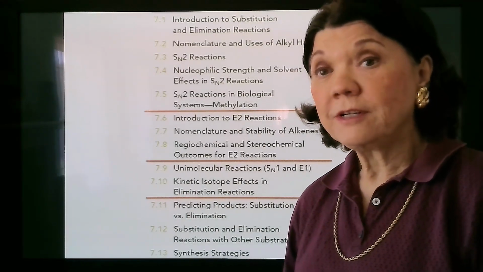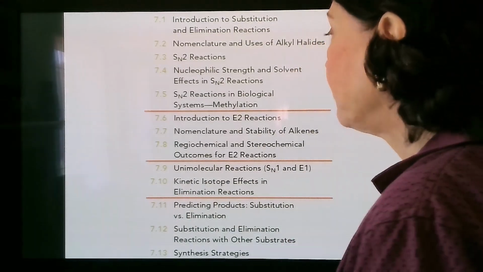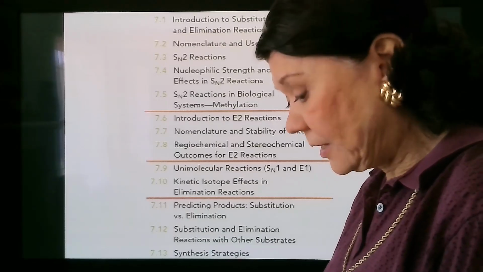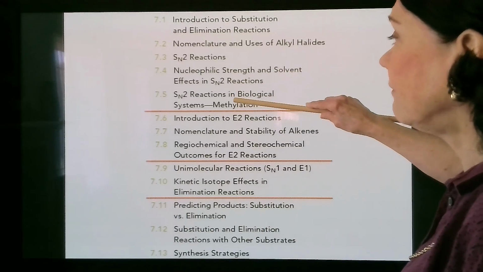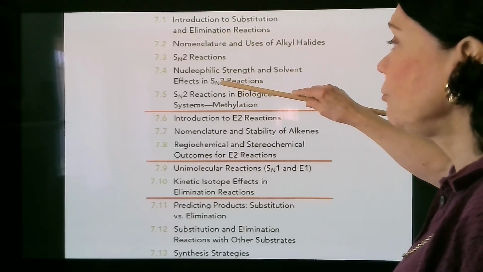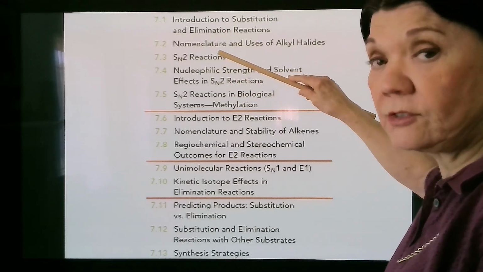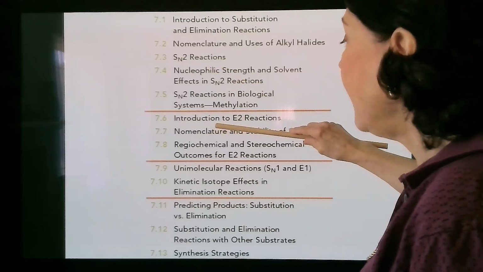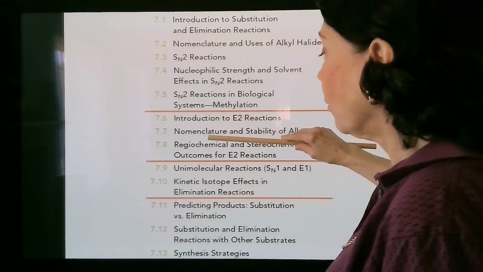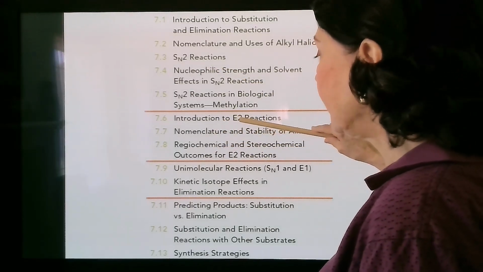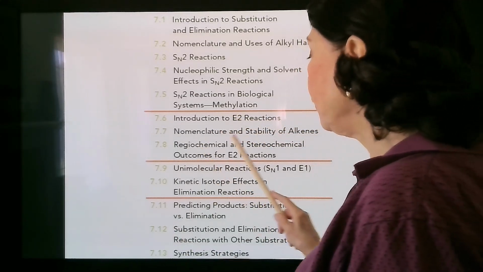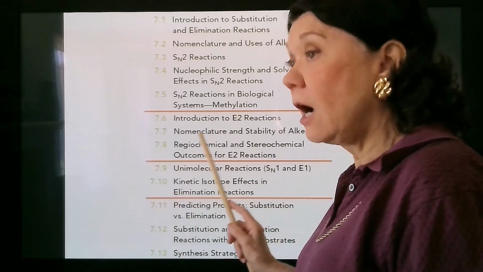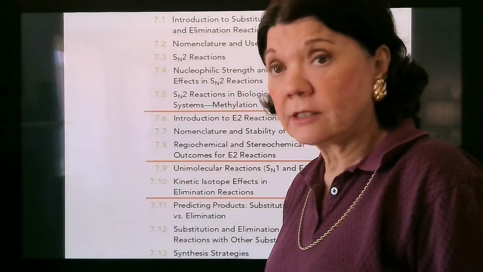So today we're going to continue with Chapter 7. You can see the sections that we've already covered, mostly SN2 reactions and things related to SN2. Now we're going to start looking more closely at the elimination reactions, which produce alkenes, and we're going to look at regiochemistry and stereochemistry of the E2 reactions.